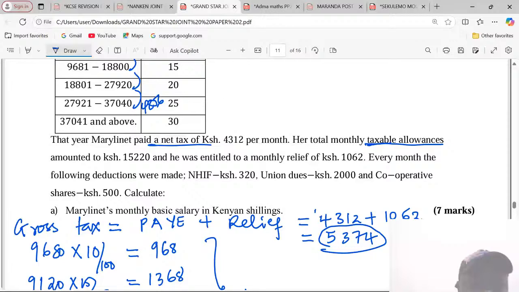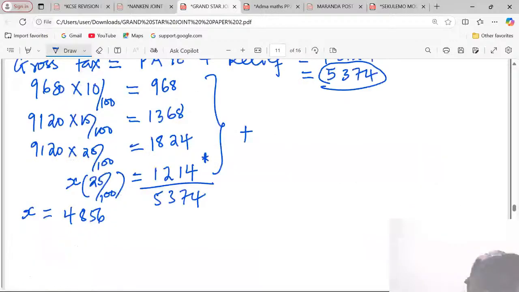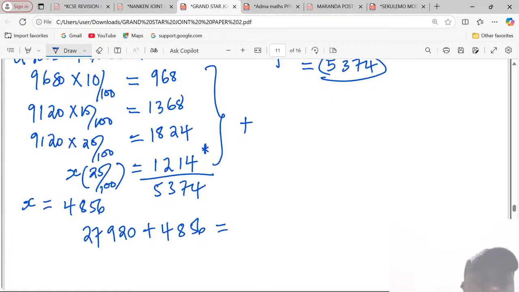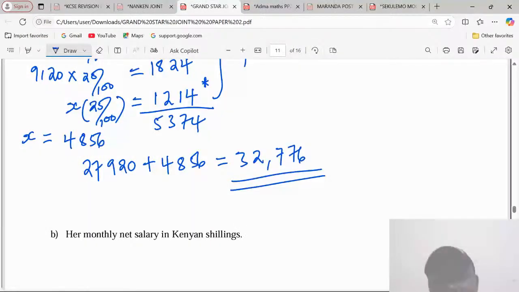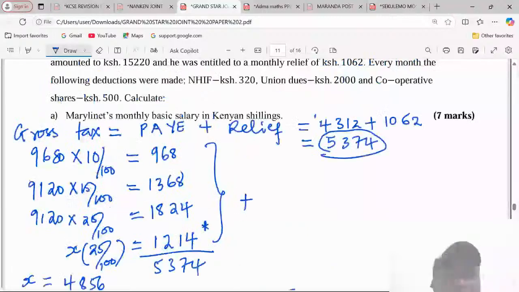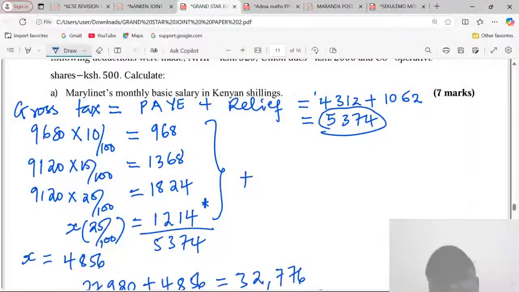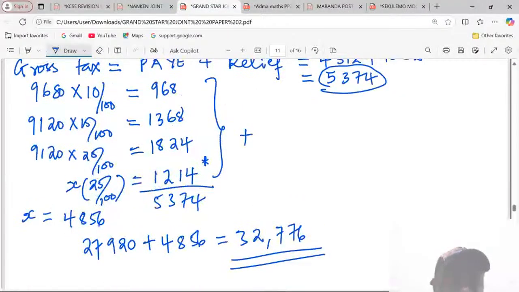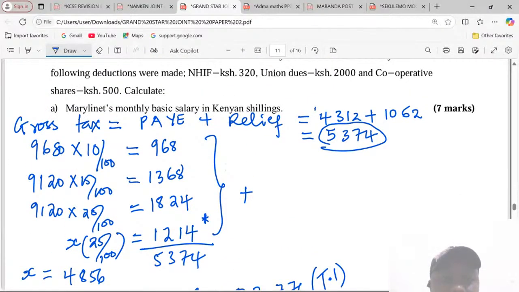To 27,920, we should add 4856 so that we may get the taxable income. And this will be 32,776. This is the taxable income for Madam Marylinet. Now with taxable income, now we can get basic salary.